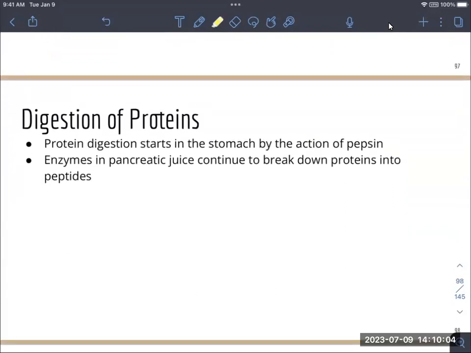Proteins. It starts in the stomach with pepsin. Pepsin gets secreted as pepsinogen. The acidic environment of the stomach causes pepsinogen to turn into pepsin, which starts to denature and break down proteins. We have certain enzymes in that pancreatic juice, which is going to break down those proteins into peptides.